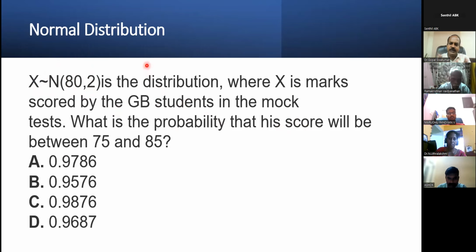You have some information about the student's marks. What is that information? Marks are randomly distributed with an average of 80, standard deviation of 2. Now, what is the chance for a student to score between 75 and 85? If you could find out the probability, you can take a decision, isn't it? So now, how can we calculate this?